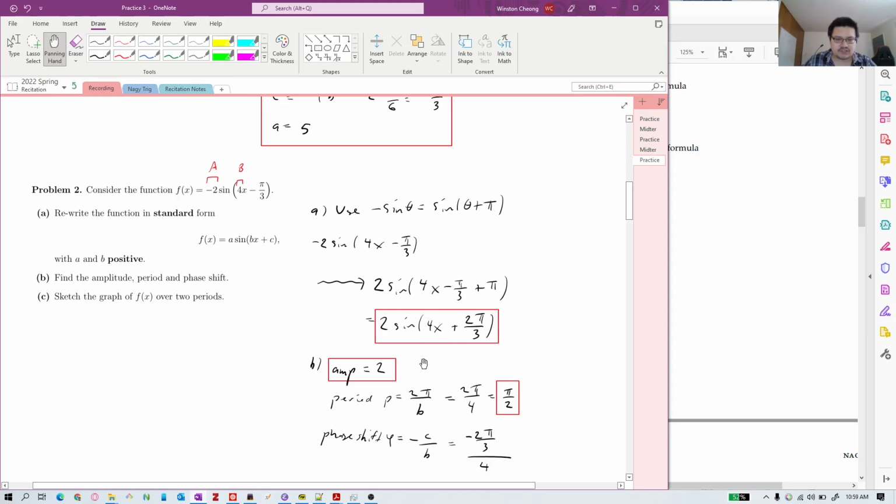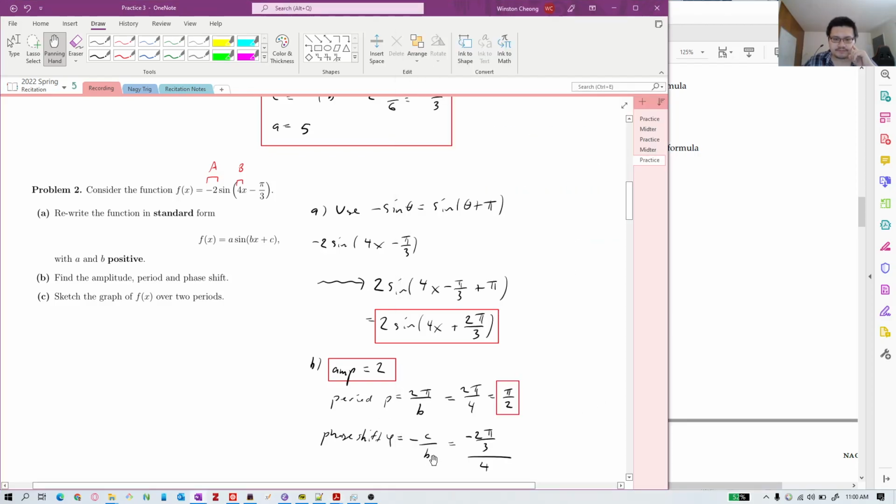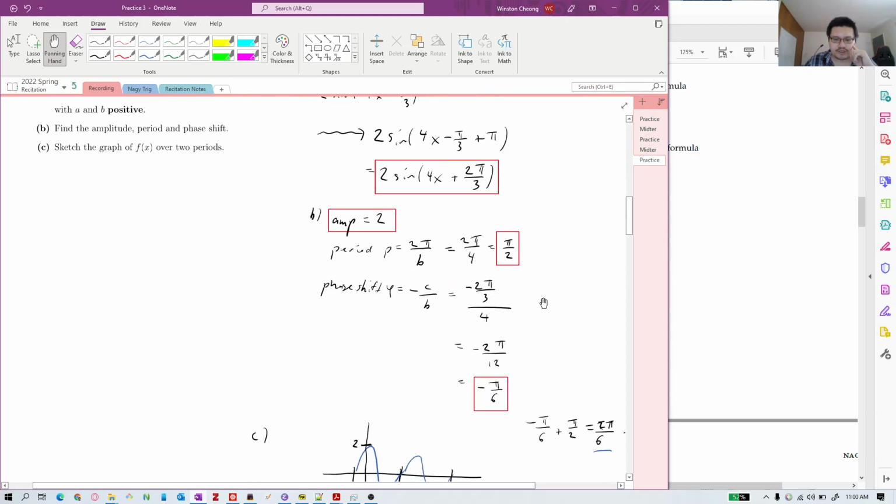In this case, it hasn't changed, but for other transformations, the B can change, I believe. Probably not that much, probably just flips from negative to being positive, but just be wary of that. And phase shift can really change, right? So phase shift is minus C over B, and here I've done the computation for it.